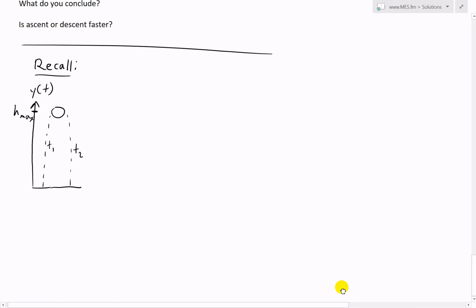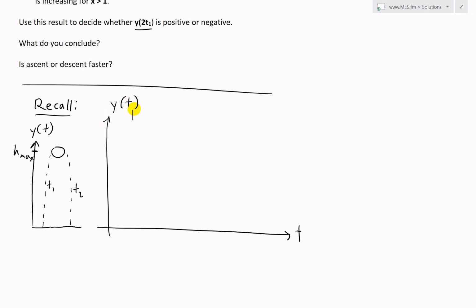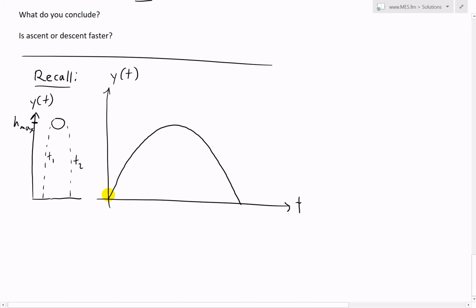Also recall from my earlier video, from question 4, that the graph of this function y of t looks something like this. So if we graph it out, aligned with this, this is t, this is y, y of t. The height goes like that, just a curve like that, and this is the maximum height of the ball you throw in the air.